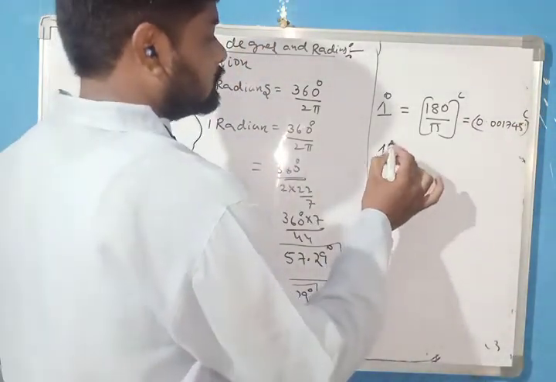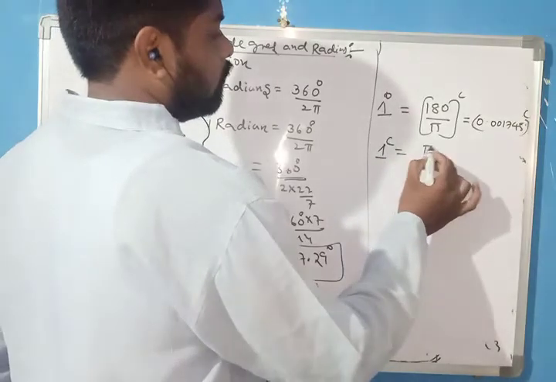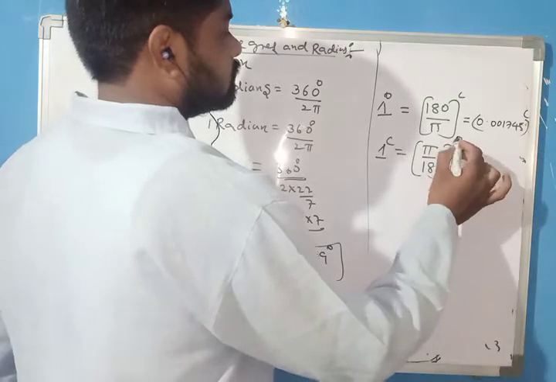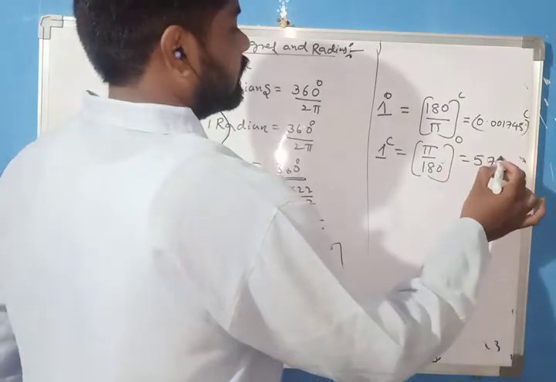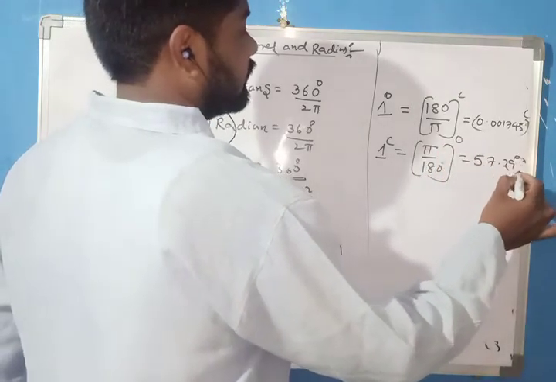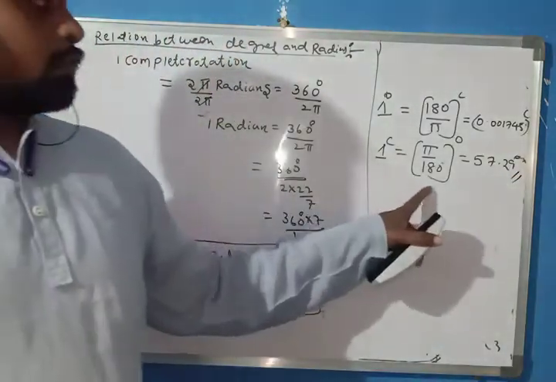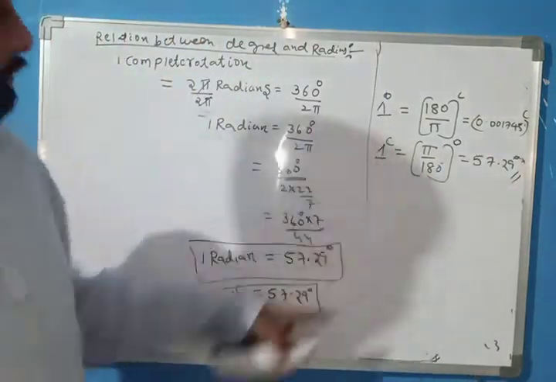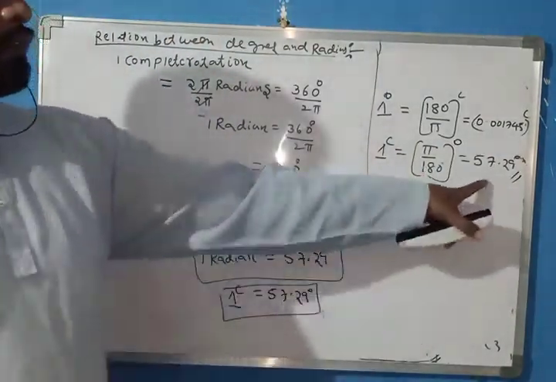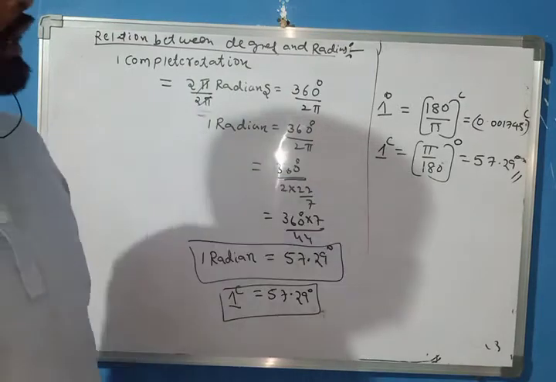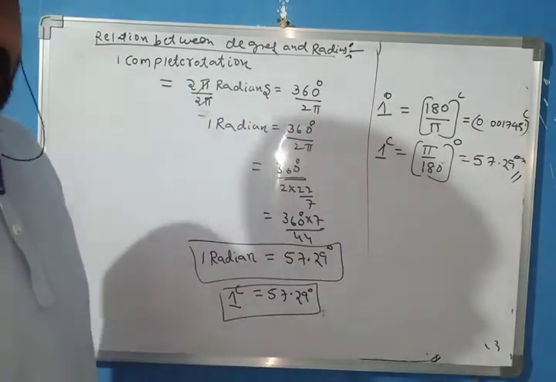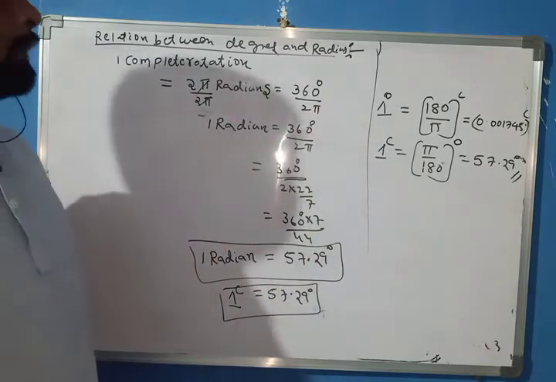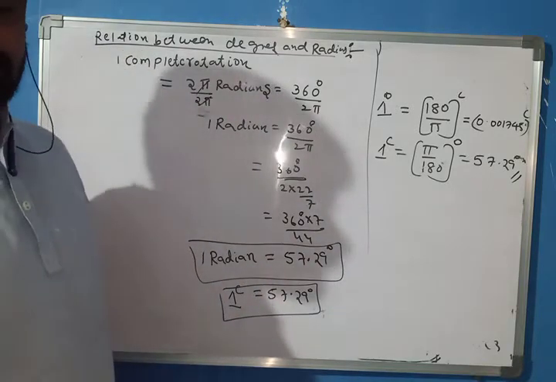And 1 radian is equal to pi by 180 degrees, which equals 57.29 degrees. Same relation here, 57.29 degrees. These are the relations between degrees and radians only. This is a concept, please check that. This is the radians concept.